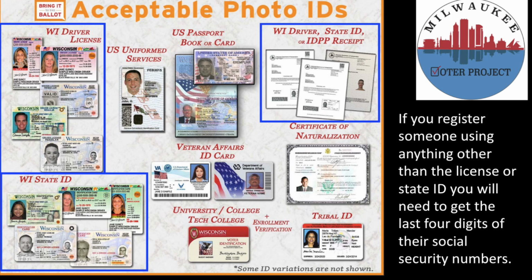I would like to point out the items in the blue rectangle in the upper right-hand corner of this photo. These are the paper receipts for a state driver's license or state ID that will be issued by the DMV. This receipt is a valid proof of residency and voter ID. I will have a more detailed image of these items on the next slide.